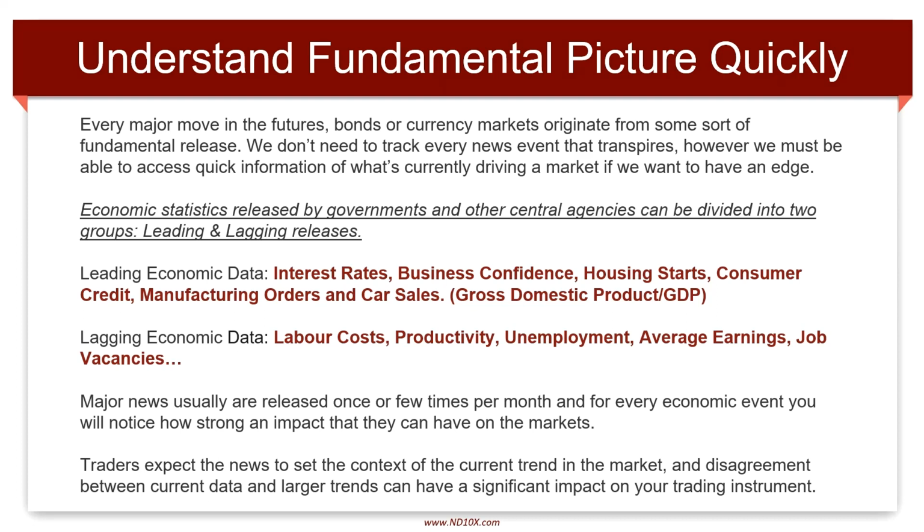Economic statistics released by governments and other central agencies can be divided into two groups: leading and lagging releases. In the leading economic data, we can say interest rate, business confidence, housing starts, consumer credit, manufacturing orders, and car sales. Also, we can include GDP. GDP is not that much a leading indicator, but it's going to follow all other economic indicators from that group.